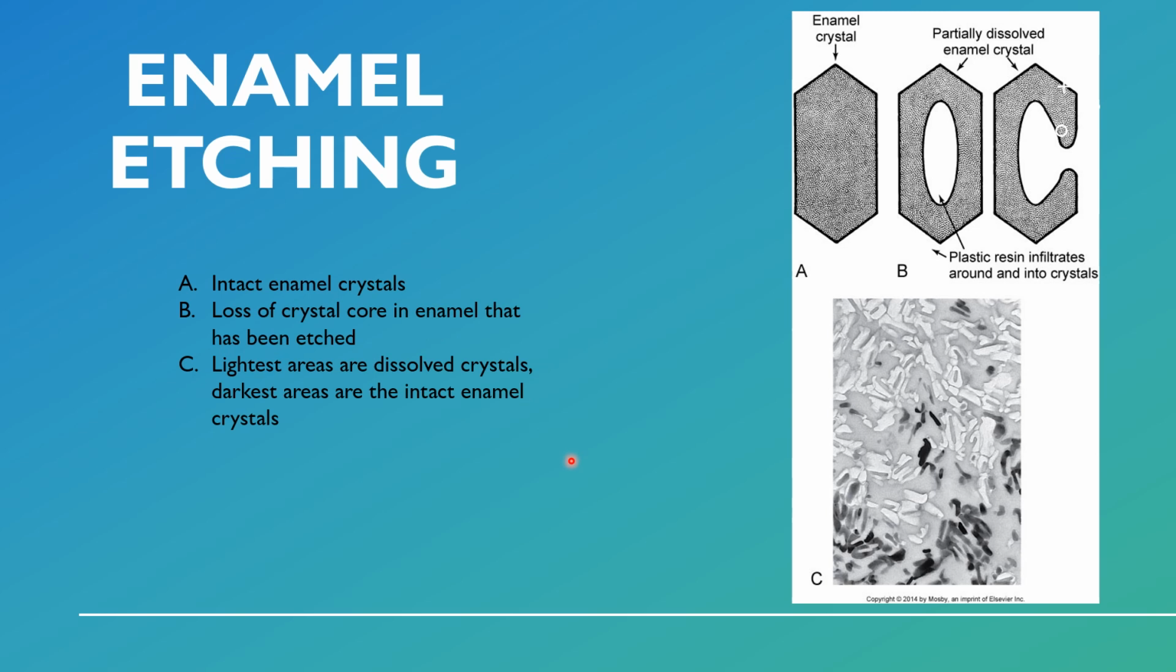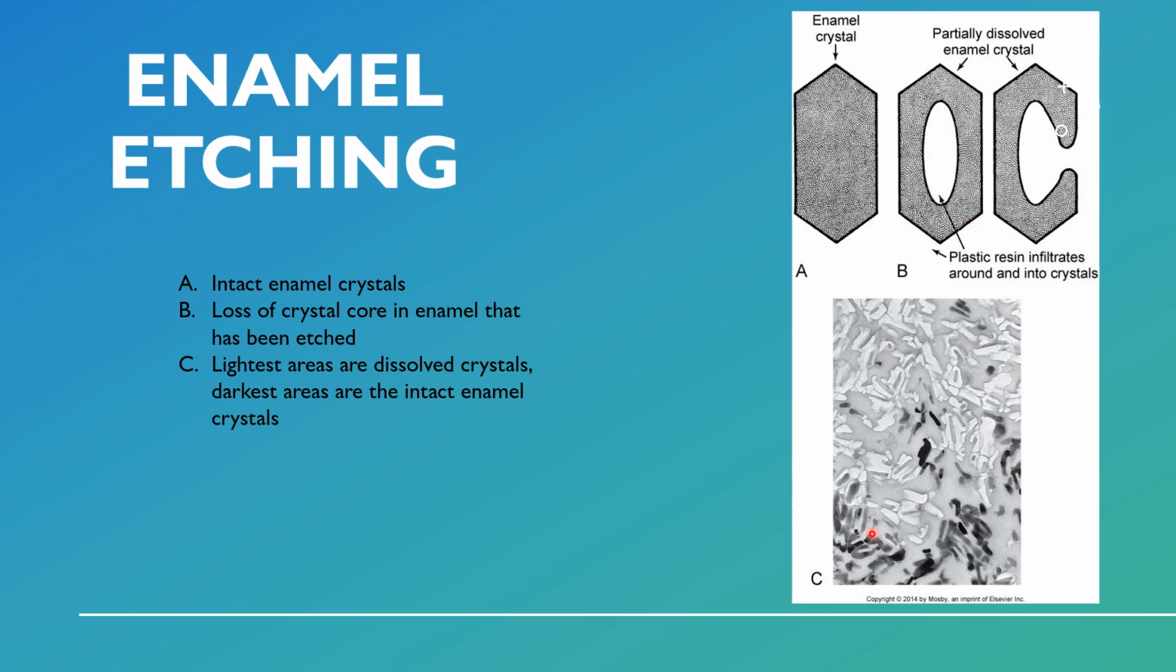So this is a good picture that's showing really how the enamel etching process works. In our first figure, this is showing a picture of an enamel crystal. Okay, so just a diagram for you to see the shape of an enamel crystal. Now in B, the diluted acid etch would have been placed over top of the enamel, and now the enamel crystals are starting to partially dissolve.